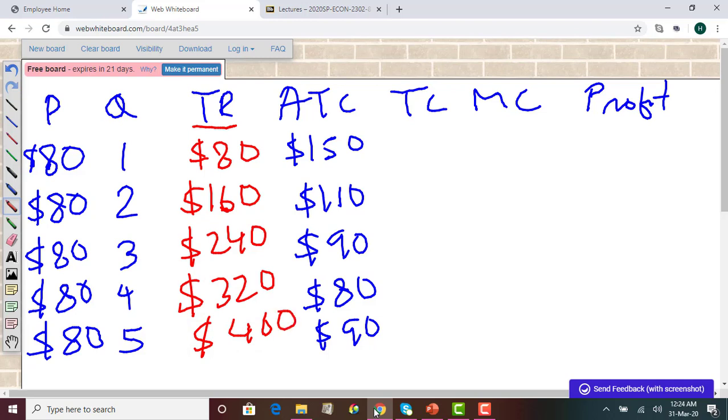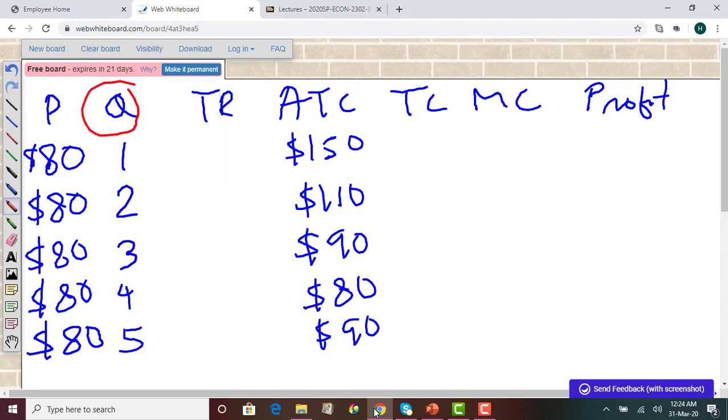So these are your total revenue. And then we calculate the total cost, which is basically your average total cost times your quantity. So something happened. Let me write the revenue again.